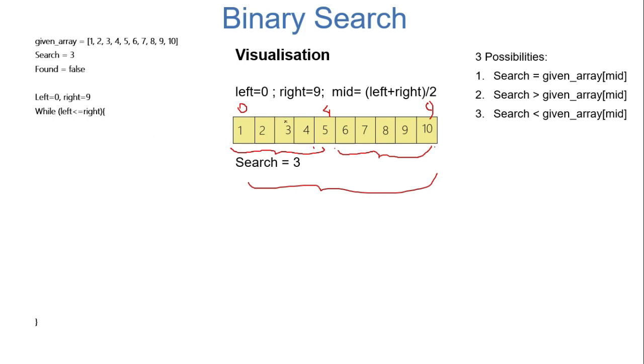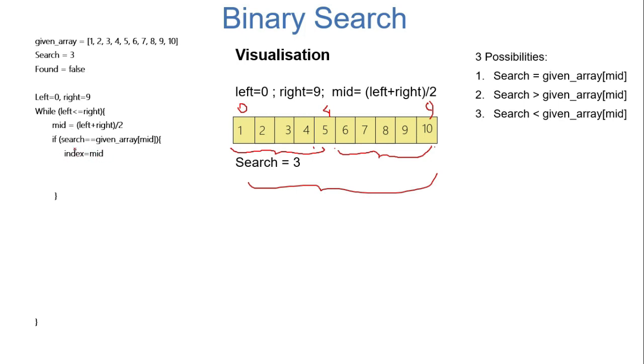And now we need to find the mid. The mid is left plus right divided by 2. Once we get the mid, we will compare the search to the given array mid like this. If search equal to the given array mid, which is the first possibility, it means we found the element. When we found the element, we need to hold the index. So the index comes from the mid itself.